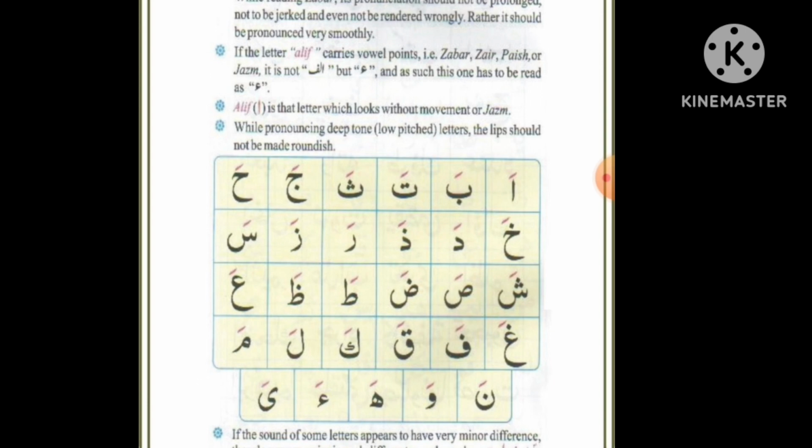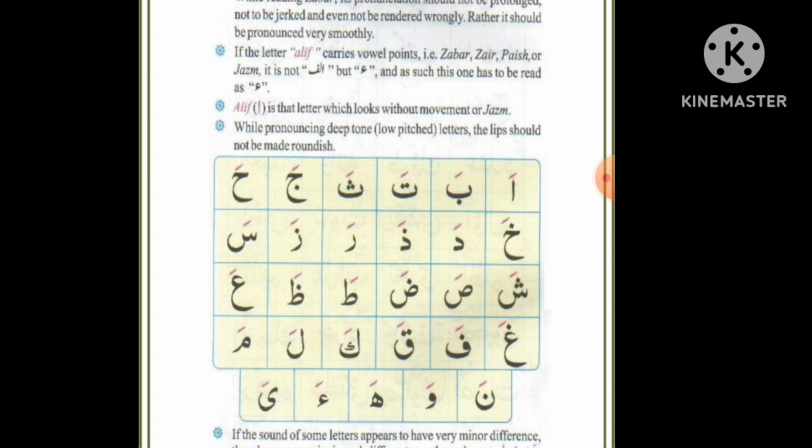Ghain zabar gha. Fa zabar fa. Qaf zabar qa. Kaf zabar ka. Lam zabar la. Mim zabar ma. Noon zabar na. Waw zabar wa. Ha zabar ha. Hamza zabar a. Ya zabar ya. Okay.